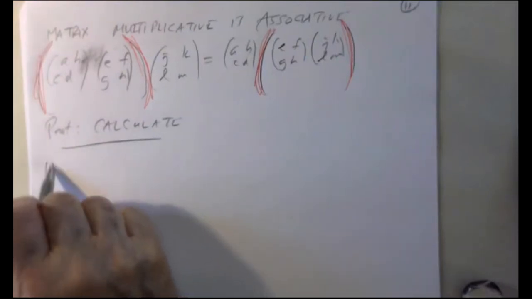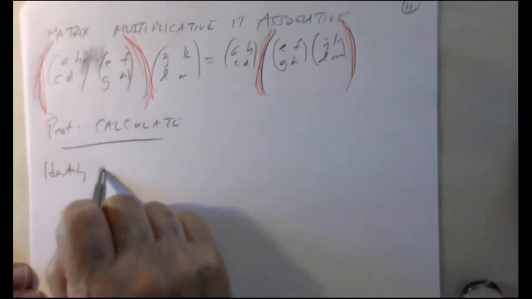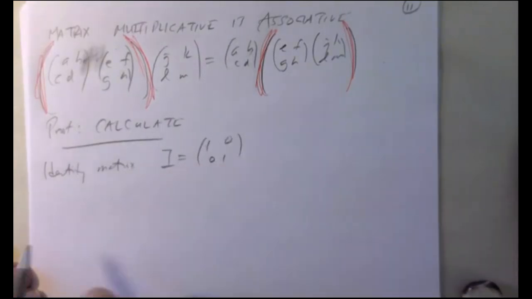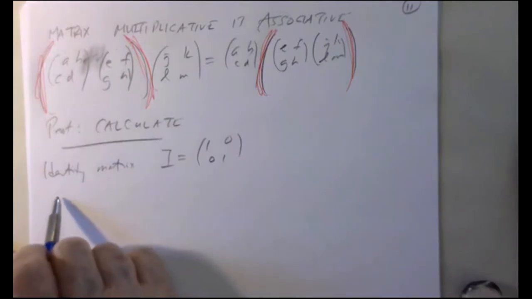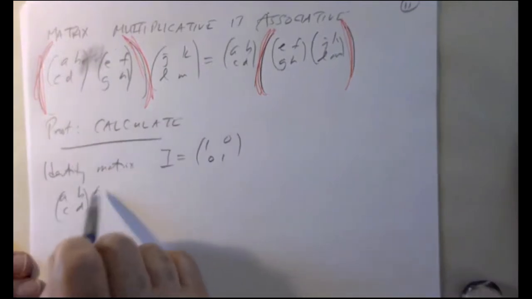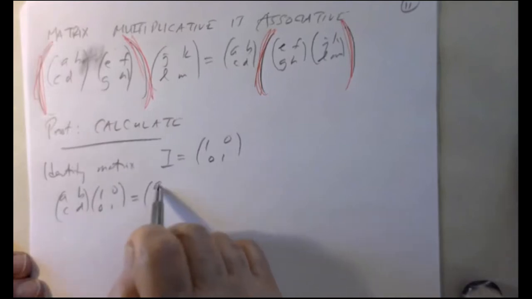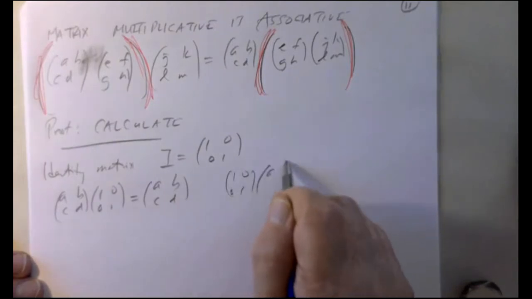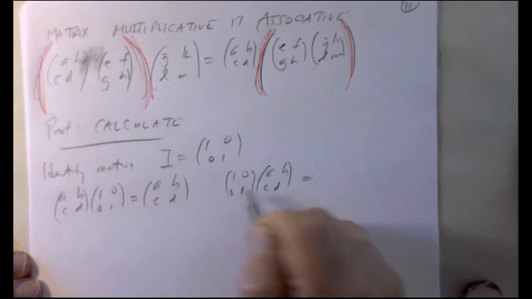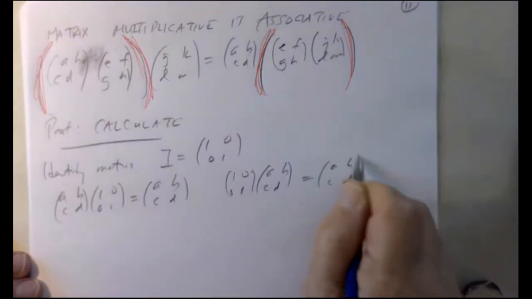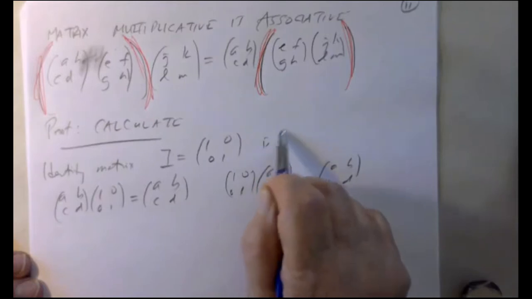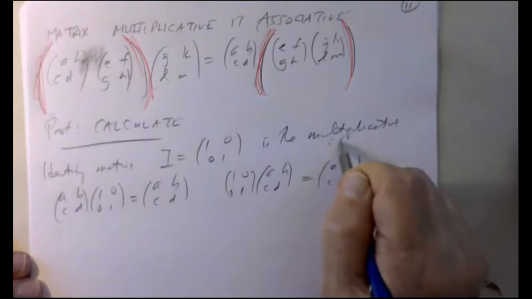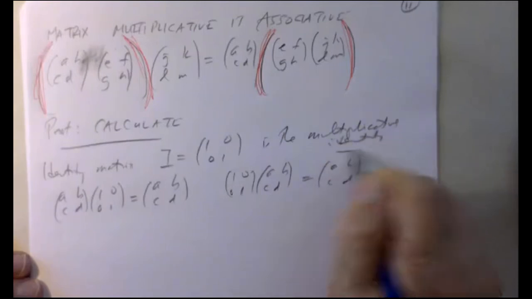There's also the identity matrix, what is called the 2 by 2 identity matrix. I is 1, 0, 0, 1. And you can check that if you take the matrix A, B, C, D times 1, 0, 0, 1, you get A, B, C, D. And if you take 1, 0, 0, 1 times A, B, C, D, you get A, B, C, D. So this matrix is the multiplicative identity.